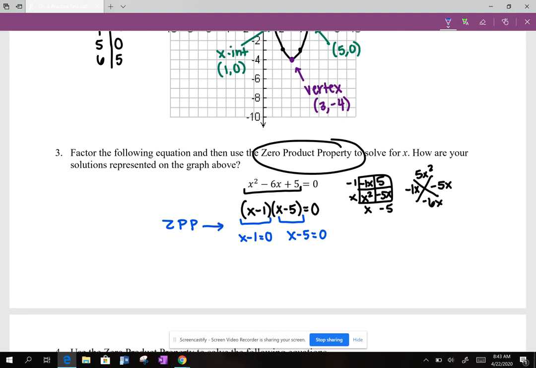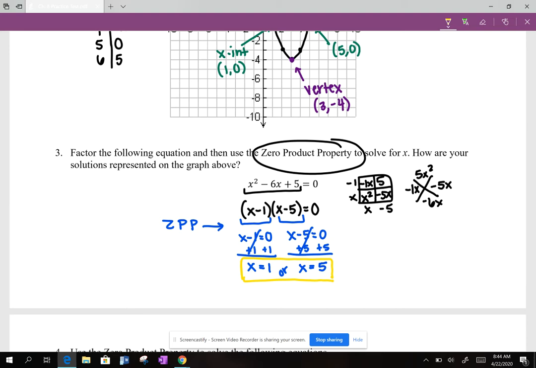And then you just solve for x, okay? I know I don't have to show you this step probably, but when we solve for x, we get x equals 1 or x equals 5. I say or because you can plug in 1 or 5 into the original expression and get 0.